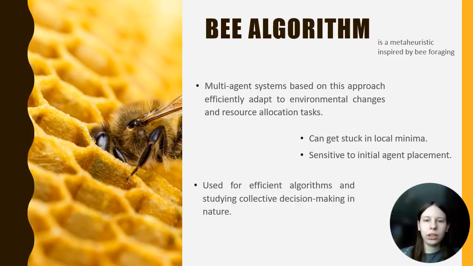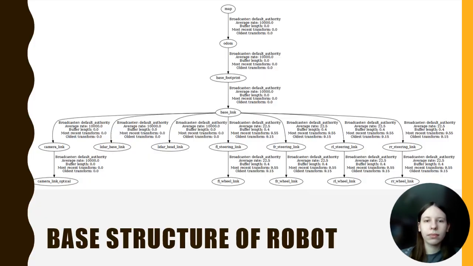The bee algorithm is a metaheuristic optimization algorithm inspired by the foraging behavior of real bees. It simulates the work of scouts searching for new sources of nectar and worker bees concentrating their search in the most promising areas. Multi-agent systems inspired by bee behavior have a unique ability to adapt to changes in the environment, and efficiently solve resource allocation problems.